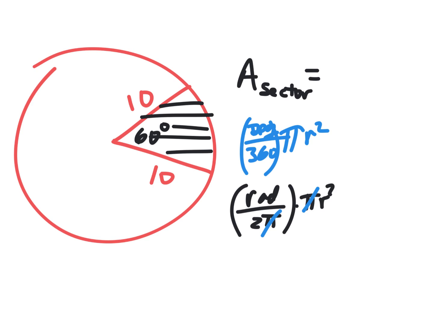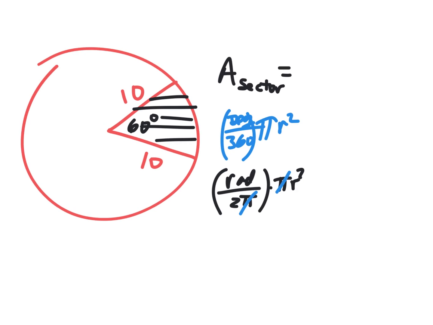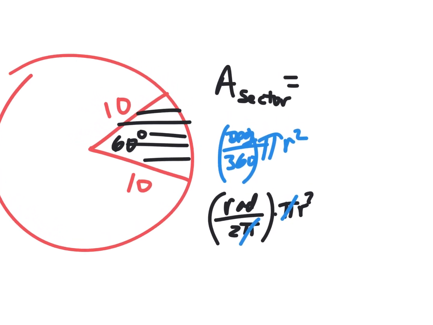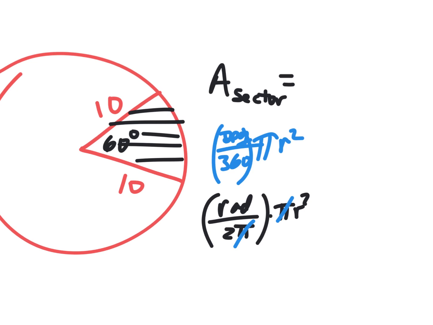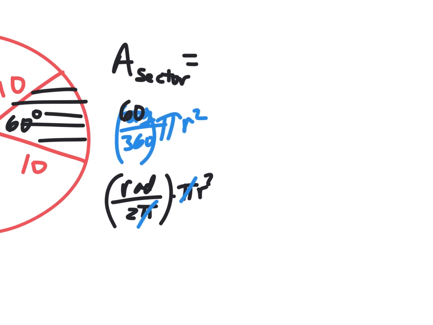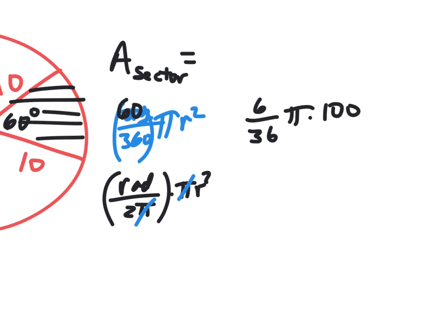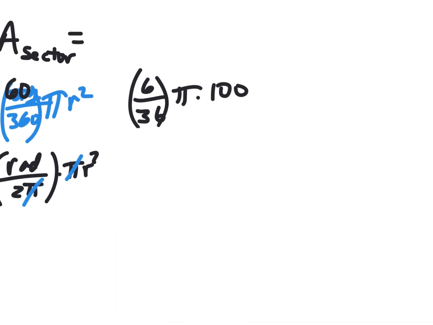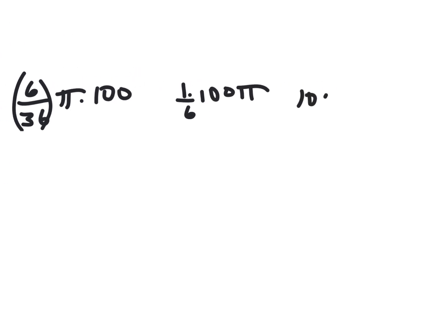Okay. Degrees out of 360 would be 60 out of 360, and the radius is 10. So I'm going to simplify: 60 out of 360 is 6 out of 36. Oh, that's going to simplify again. Times pi times r squared is 100. And then I'm going to reduce this to 1/6 of 100 pi. And then that can really be 100 pi over 6.